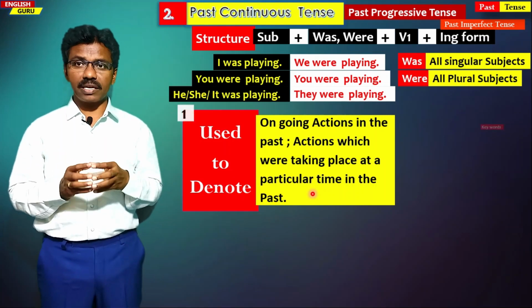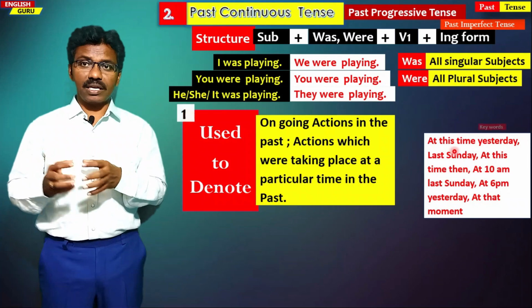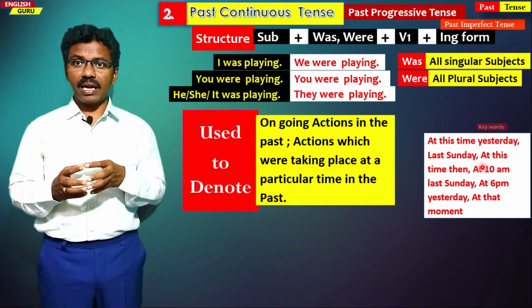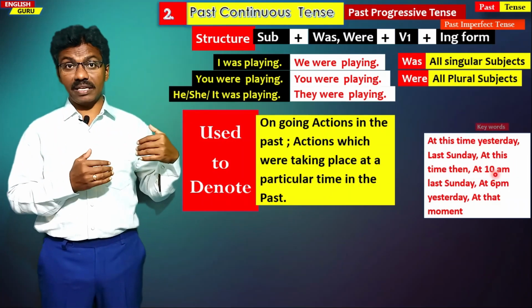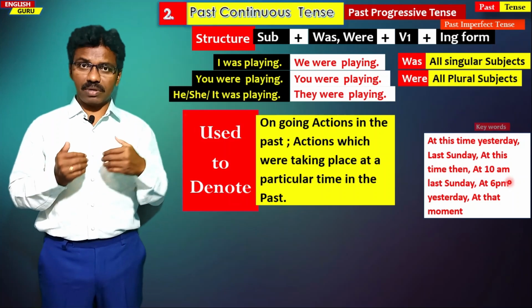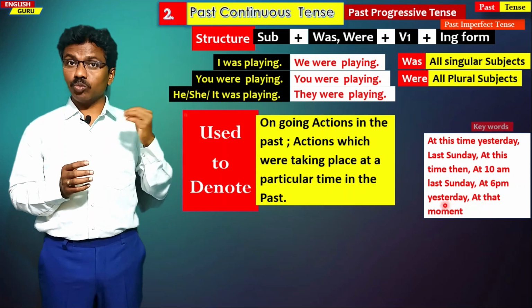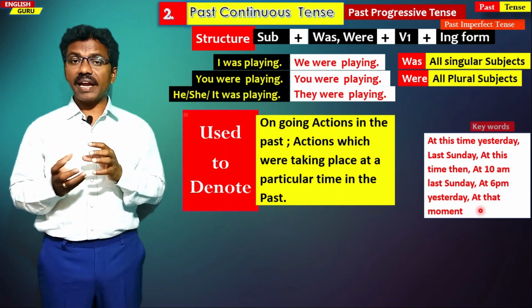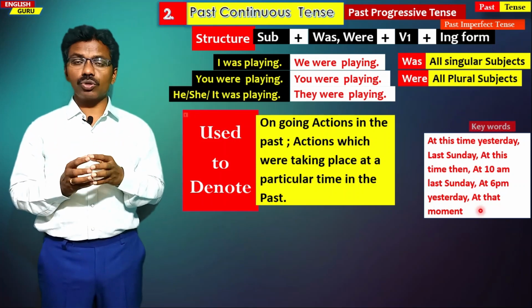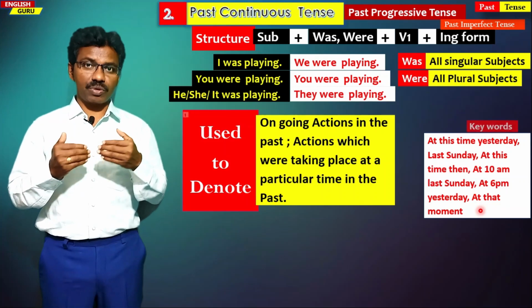and there are certain keywords which are used in this particular tense. They are at this time yesterday, at this time last Sunday, at this time then, at 10 p.m. last Sunday, at 6 p.m. yesterday, at that moment yesterday. So such kind of keywords are used in this past continuous tense.